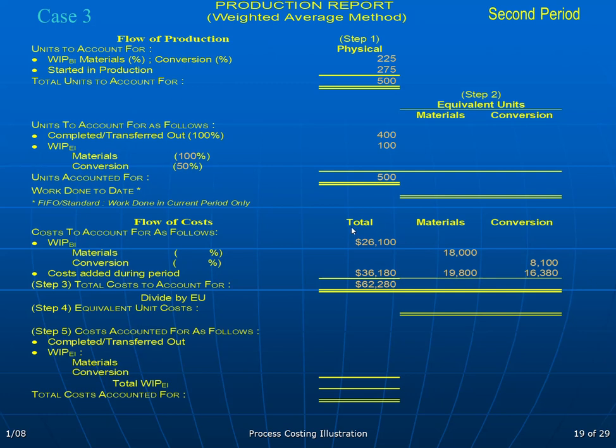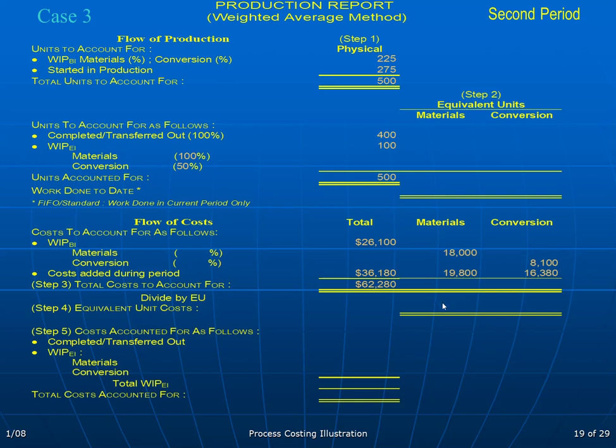The next macro step is to determine the costs we have to account for, and then account for those costs. The costs we have to account for are any beginning inventory costs. The $26,100 of beginning inventory cost was the cost assigned to ending inventory last period, and then we incurred this amount of material cost and this amount of conversion cost during the current period. So we've got a total of $62,280 of cost we have to account for.